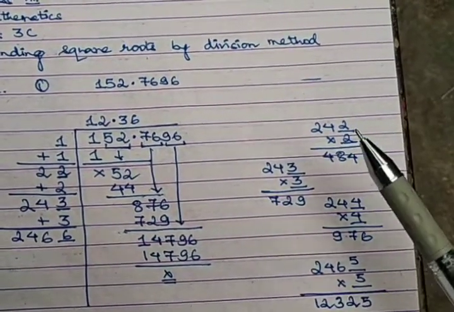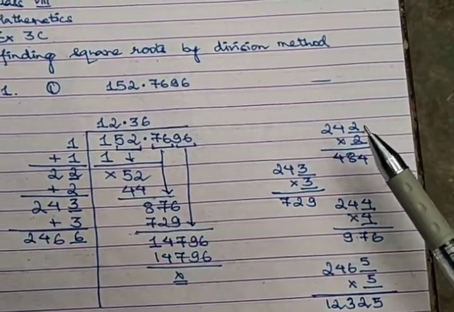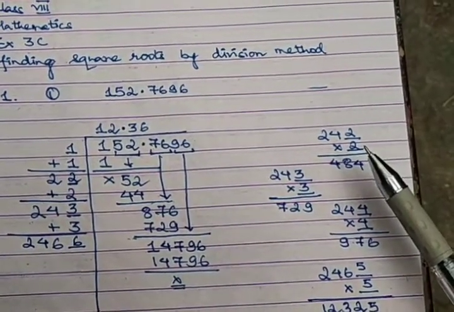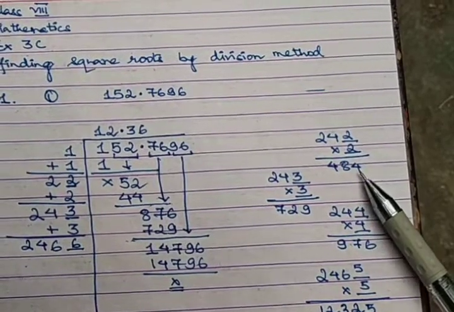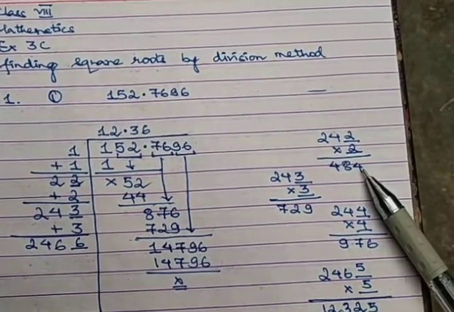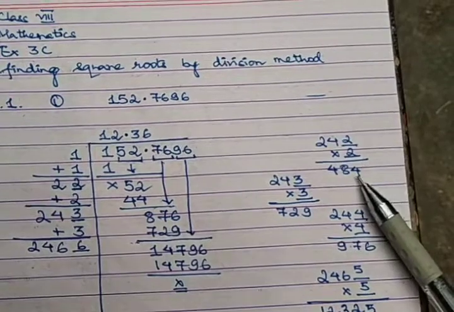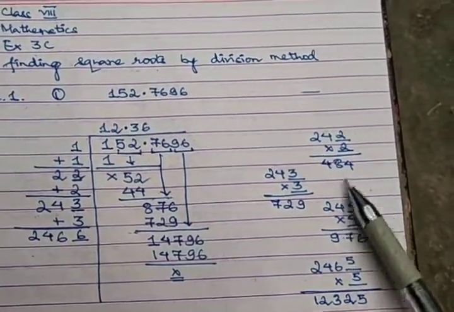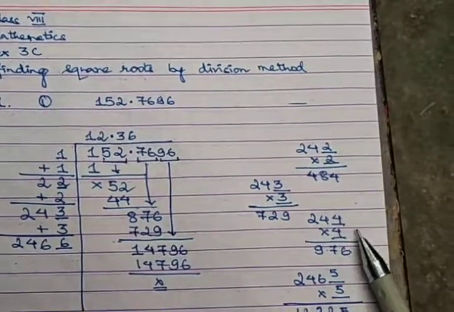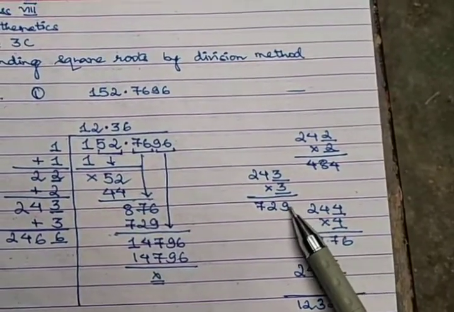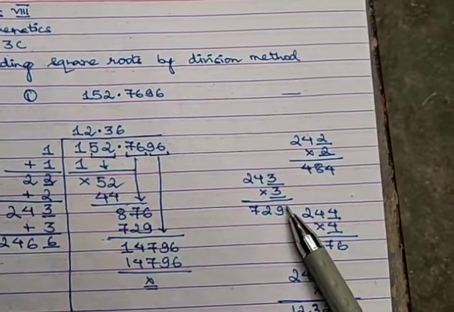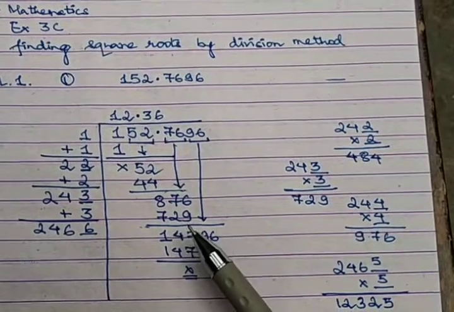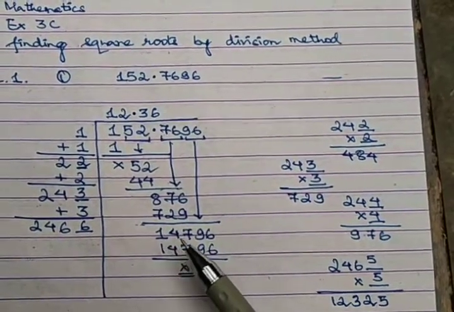We are supposed to use the same number on the units place as well as the same number to multiply. We need to take a number closest to the number, not greater than it. When you multiply with 2 you get 484, and with 4 you get 976. 484 is a bit smaller, 976 is a bit bigger, so 3 comes exactly in between. With 3 we got 729, so 876 minus 729 gives 147.